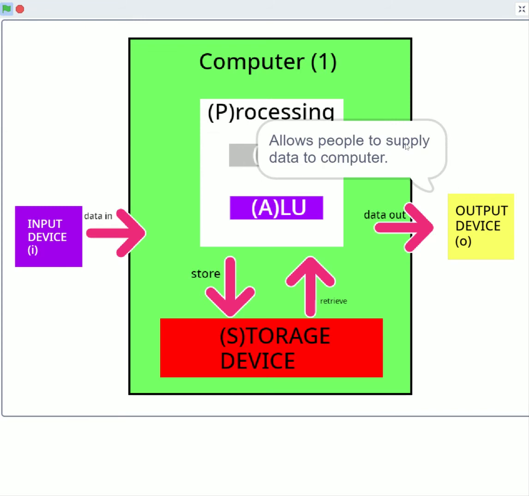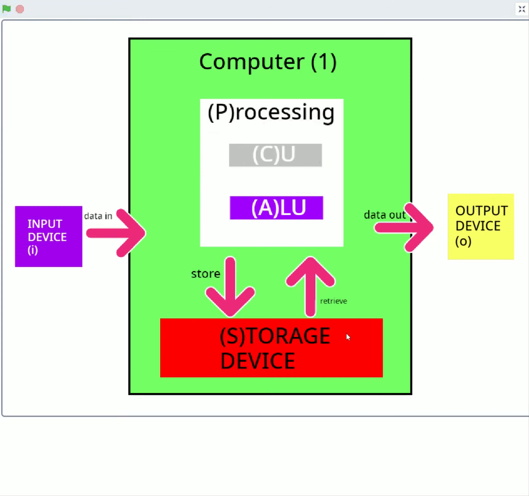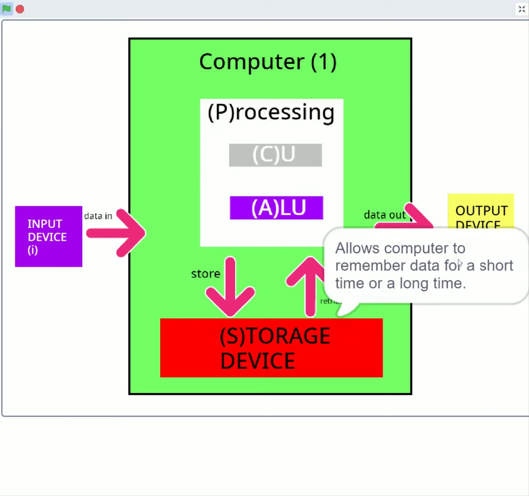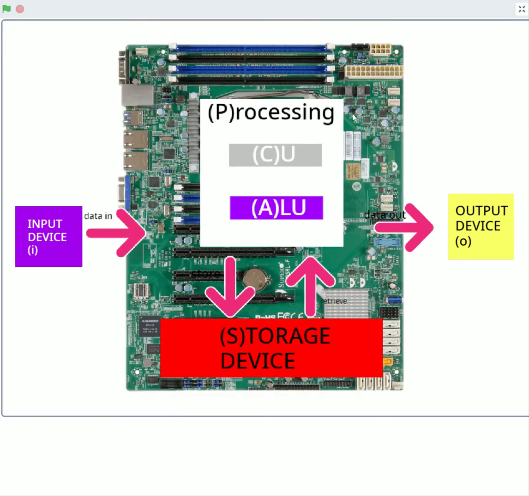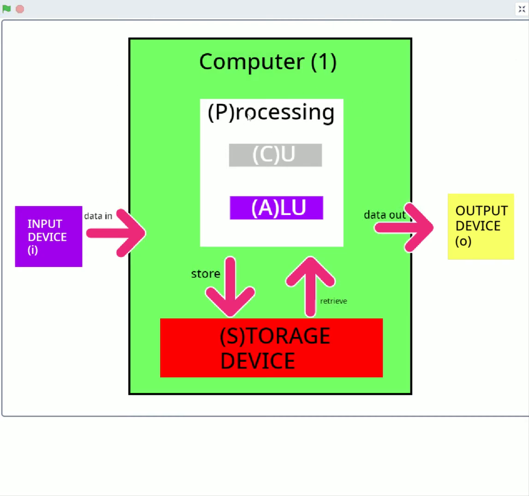The output device allows people to supply data to the computer. The storage device allows the computer to remember data for a long time or a short time. The computer itself is the motherboard, which connects all the components together. So that's the motherboard. Processing processes data using the CU and the ALU.